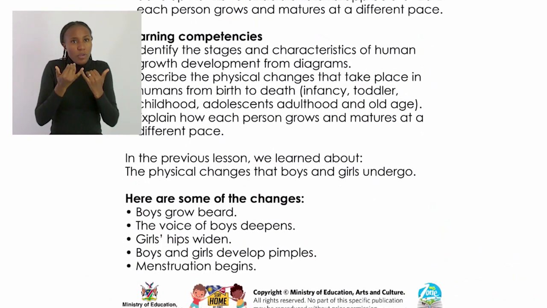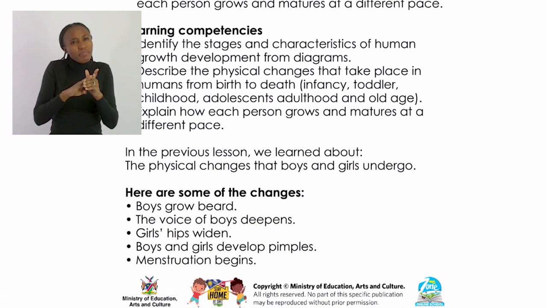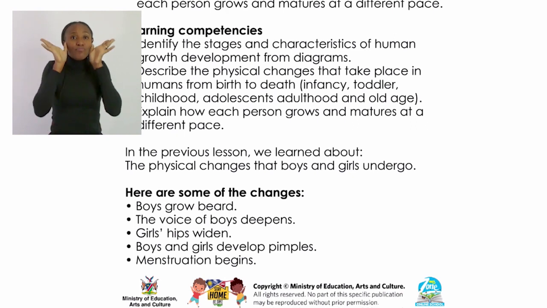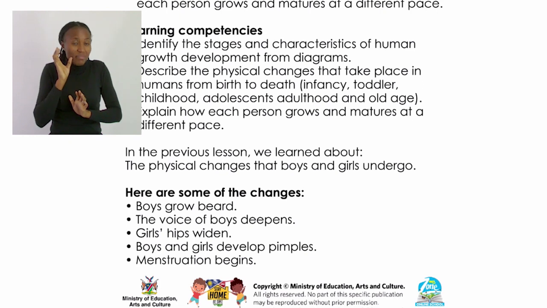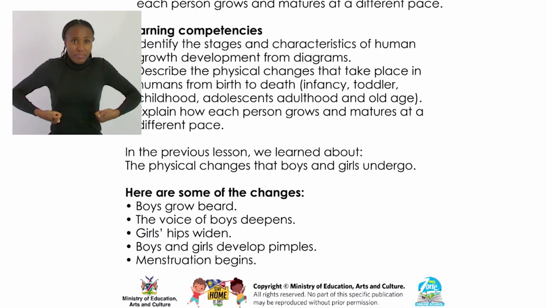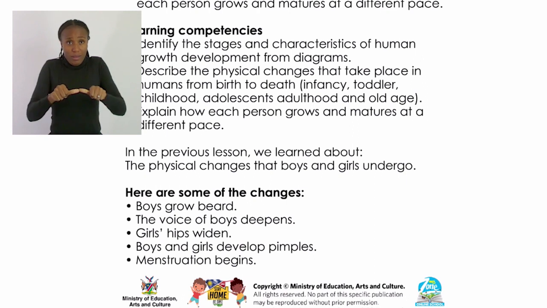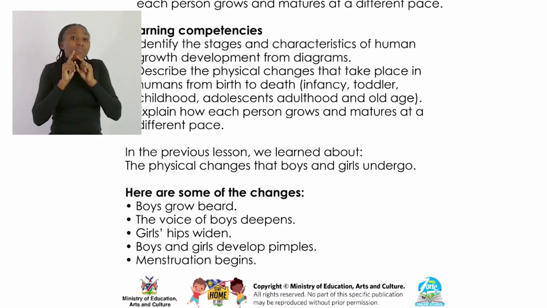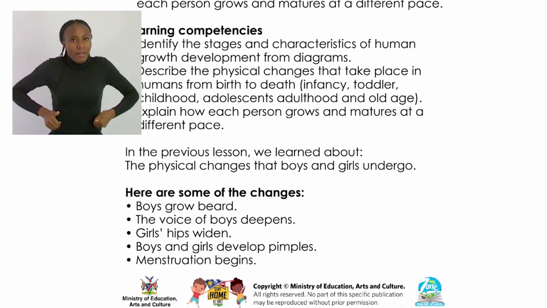Let's move on. In our previous lesson, you have learned the following, which are the changes in boys and girls. It says, boys grow beard. It's only that I'm wearing a mask now, can't see mine. The voice of the boys deepens. It means boys, their voices have to change. Girls' hips widen. So the sizes of the hips of the girls have to get a little bit bigger. Boys and girls both develop pimples. And when it comes to ladies as well, they start with the menstrual cycle, or the menstruation begins.